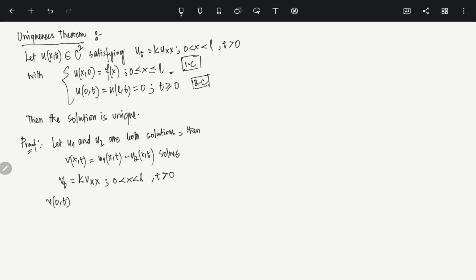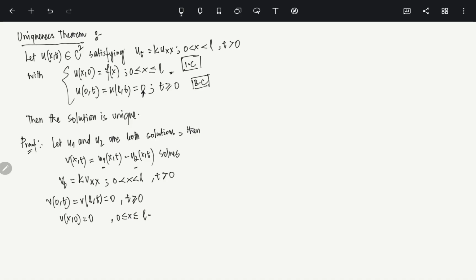v(0,t) = v(L,t) = 0. See, this does not have to be 0. If the boundary values are a function of t, since u1 and u2 both satisfy them, the difference will be 0. So you can change this boundary condition to even g(t) and still this will hold. But let's keep it simple. This is for t ≥ 0, and then v(x,0) is nothing but 0 for 0 < x < L.